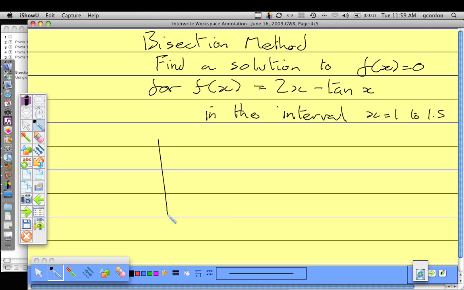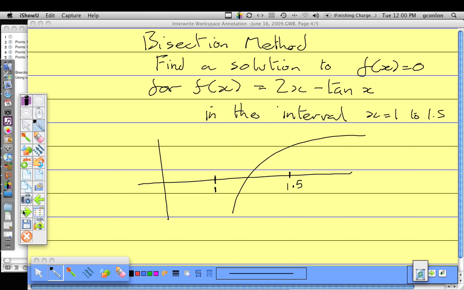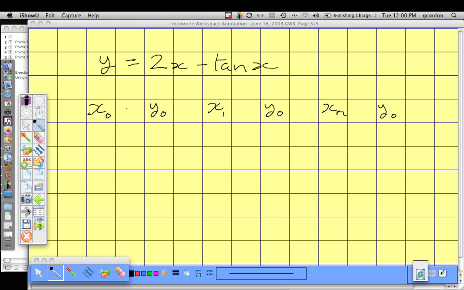Okay, and the other one, I think it's a really good idea for you to get the idea of drawing a graph a bit. So we're going to do that. Okay, and we're saying the solution is between 1 and 1.5. Now you're told this bit because that's what that's all about. And so for bisection method, what we need to do first and foremost is get a table ready to go.